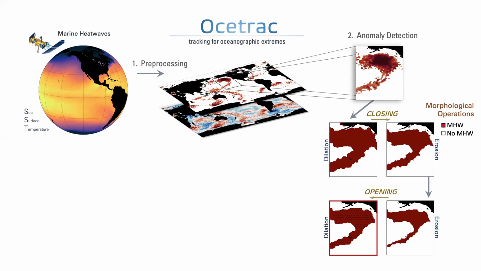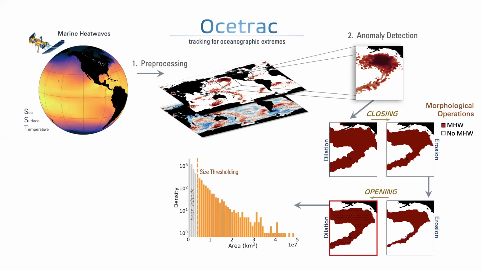So once we go through this, we have a whole data set of all these objects. And some of them are too small, and we don't really want to look at those. We want to characterize the really big and impressive marine heat waves. So we take all of those objects and we form this distribution of their area. And so we choose a size threshold. Here I'm choosing the 75th percentile.